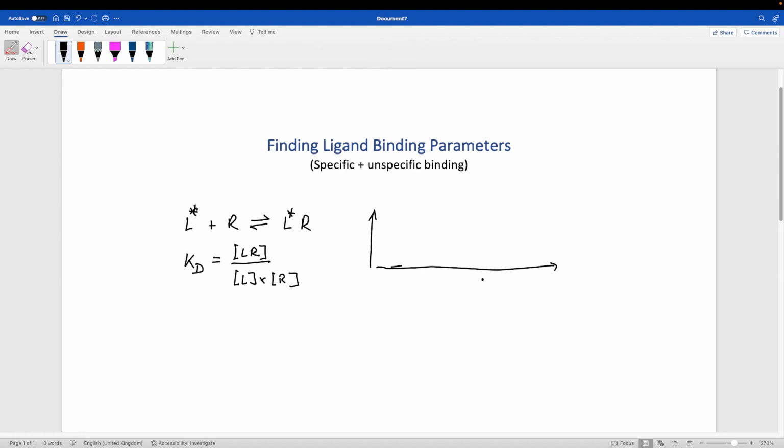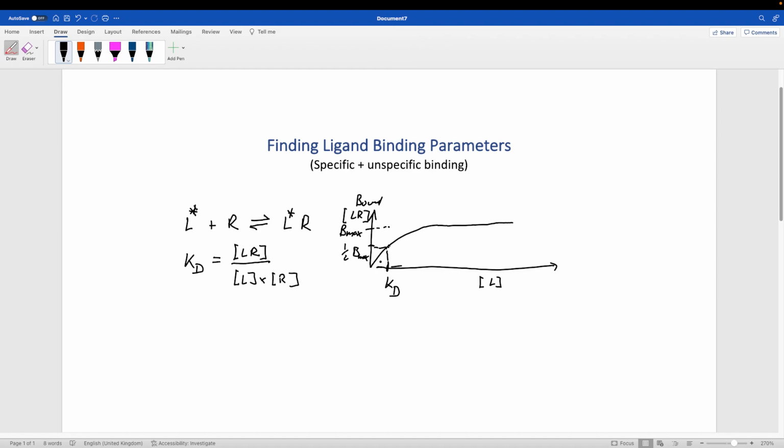Here we would plot the ligand concentration, and here we would plot how much is bound. That would be the ligand receptor concentration, and we would usually find a hyperbolic curve where this point denotes the Bmax value. We also said that half of Bmax gives us the ligand concentration that is equivalent to the KD. So that was for the specific case.